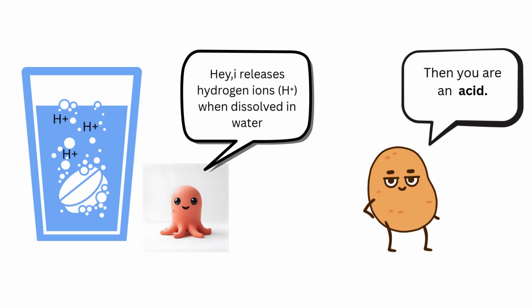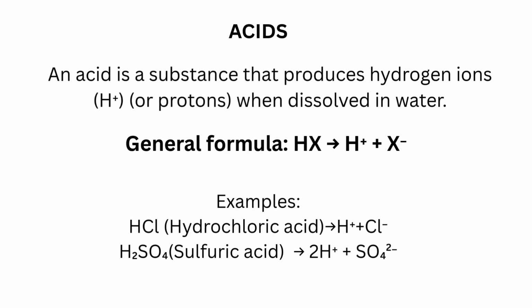If a substance releases hydrogen ions when dissolved in water, then it is an acid. So, an acid is a substance that produces hydrogen ions when dissolved in water. Example: hydrochloric acid, when put in water, releases hydrogen ions and chloride ions. The H+ ions make the solution acidic. The chloride ion stays in the solution but does not cause acidity.